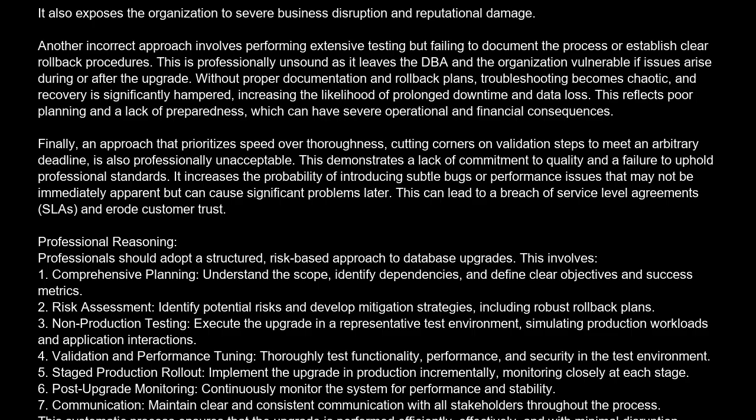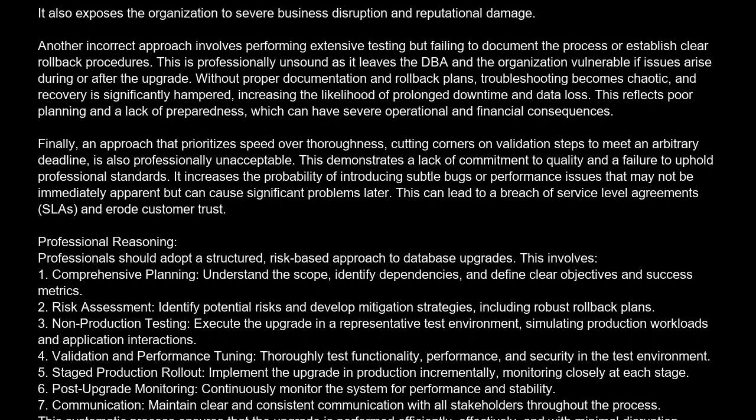This involves: 1. Comprehensive planning. Understand the scope, identify dependencies, and define clear objectives and success metrics. 2. Risk assessment. Identify potential risks and develop mitigation strategies, including robust rollback plans. 3. Non-production testing. Execute the upgrade in a representative test environment, simulating production workloads and application interactions. 4. Validation and performance tuning. Thoroughly test functionality, performance, and security in the test environment.